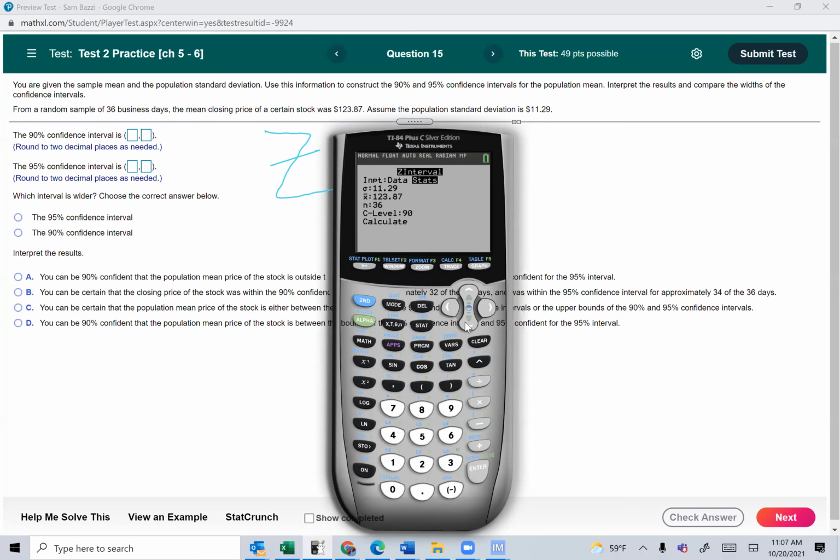So we're reviewing what we learned on Monday and today. Look, guys, the only thing I need to change is the 90 to 95. There you go. That's the interval. We're 95% confident that the true mean is between 120.18 and 127.56.